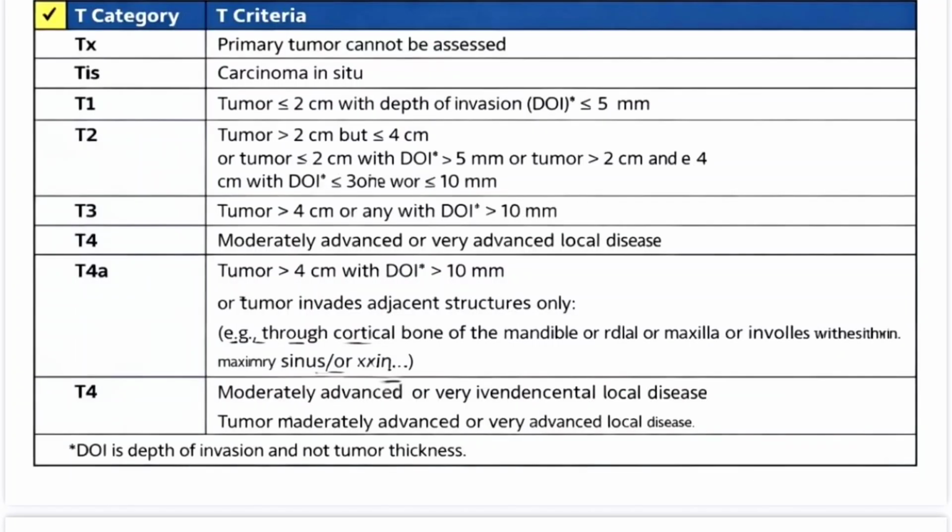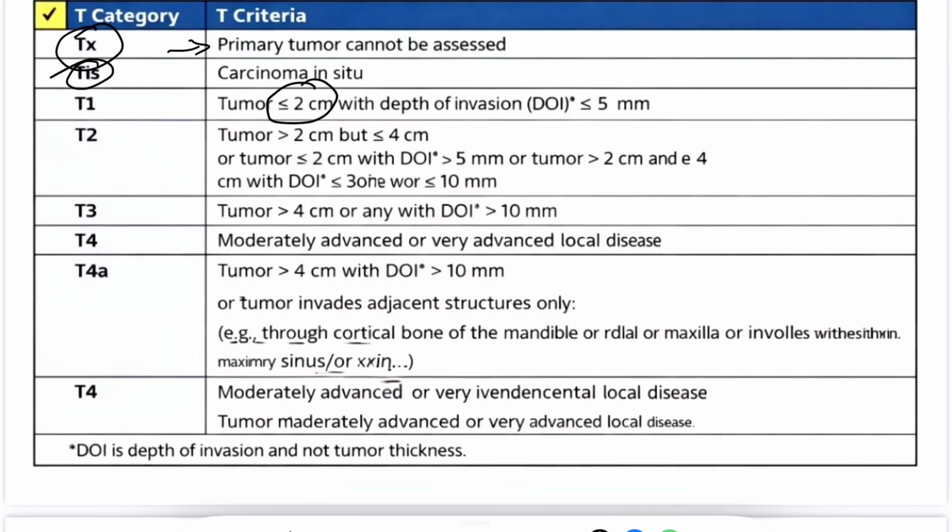Hello everyone. So today we are going to talk about the staging of carcinoma oral cavity. I'll try to make it as simple as possible for you. First we'll discuss the T staging. TX, like in any other case, means primary tumor cannot be assessed, and Tis is carcinoma in situ. These are two things which are not very important to remember.